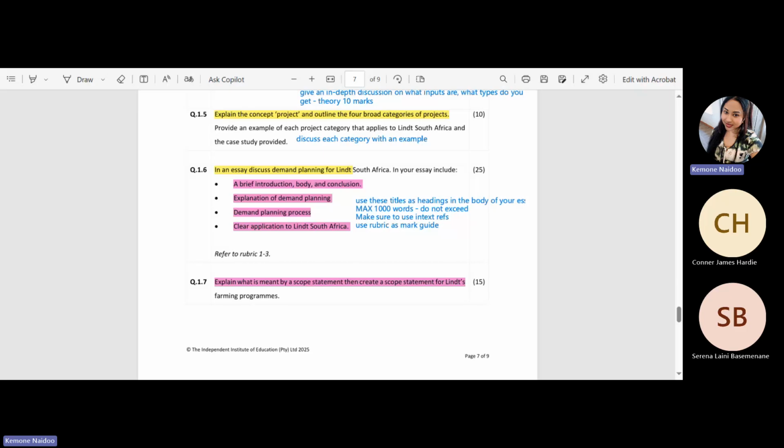1.5, you are being asked to explain the concept project and outline the 4 broad concepts of projects. So again, refer back to your project management learning unit. When you are asked to explain something in a question, they basically want you to look at it also as a discussion. So explaining what it means, draw on some facts about what a project is.